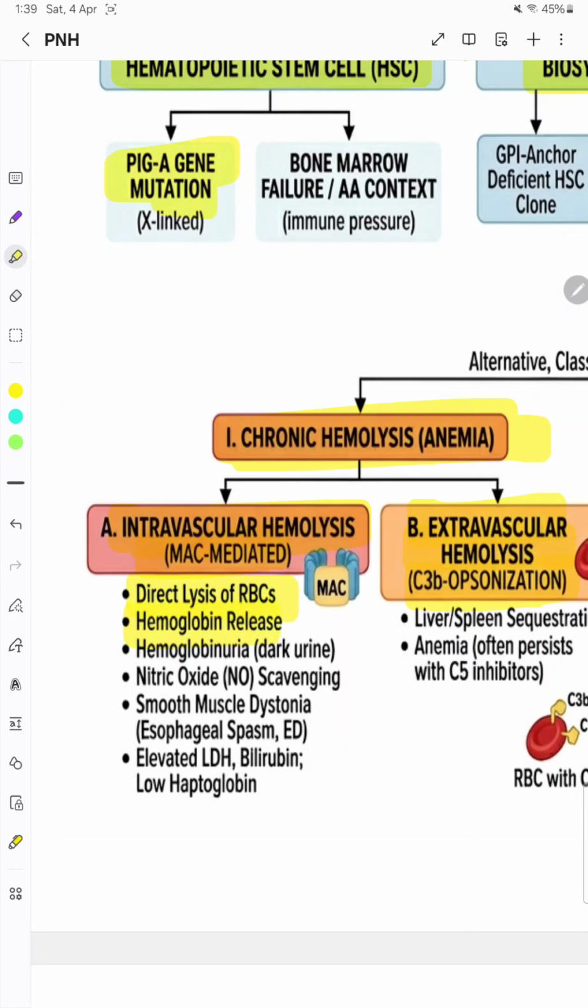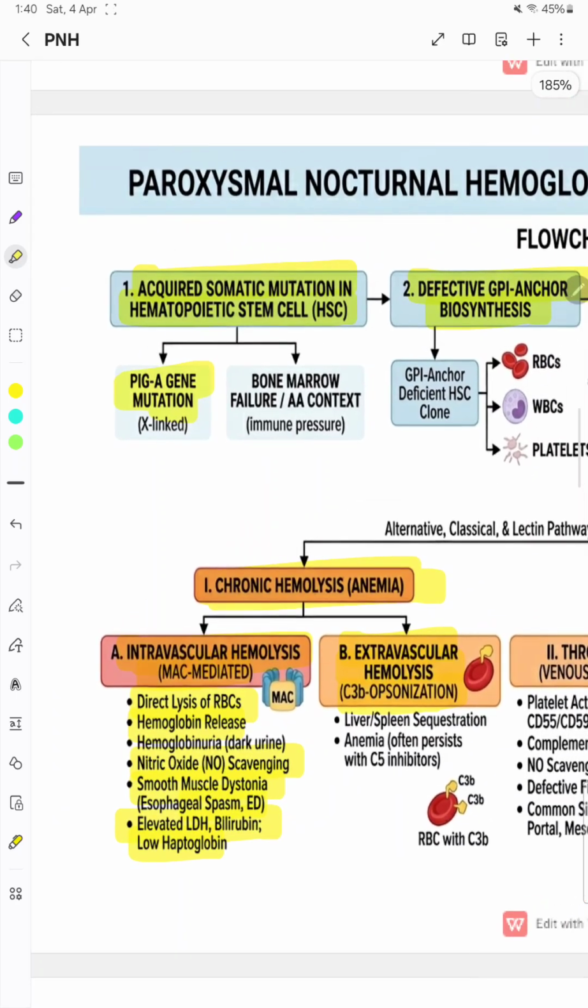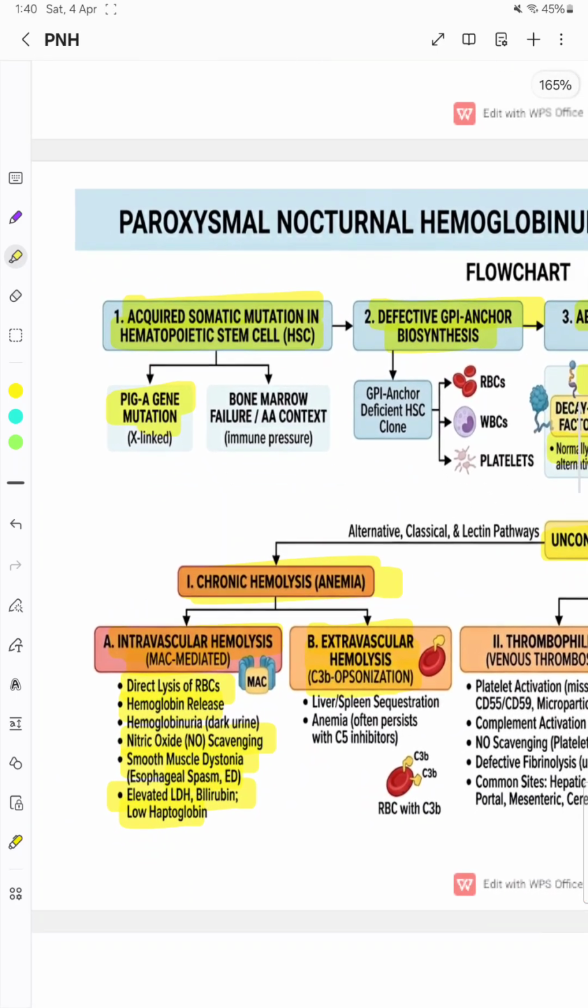and hemoglobin released into the bloodstream results in hemoglobinuria or hemosiderinuria. This free hemoglobin binds nitric oxide and ultimately results in decreased nitric oxide levels. Due to low nitric oxide levels, there will be smooth muscle dystonia in the form of esophageal spasm and erectile dysfunction, and elevated levels of LDH and bilirubin and low haptoglobin are also seen in intravascular hemolysis.